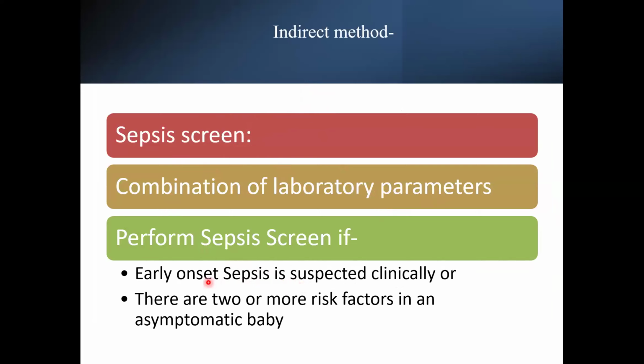So especially in early onset sepsis, when there are risk factors in the baby, like maternal fever, prolonged rupture of membranes, spontaneous preterm labor, PROM, or UTI in the mother, then if there are two or more risk factors in an otherwise well baby, we do a sepsis screen. Okay. So what are the components?